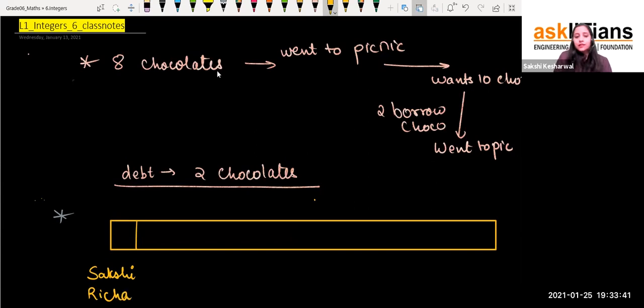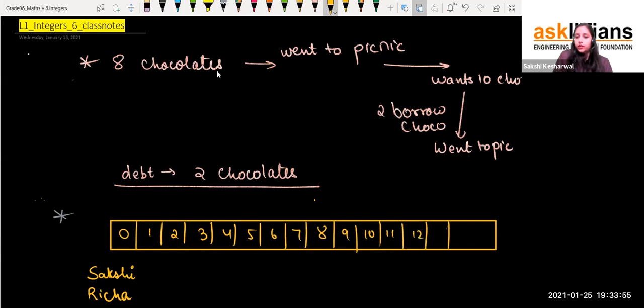So let's say the numbers start from 0, and this is 1, 2, 3, 4, 5, 6, 7, 8, 9, 10, 11, 12, 13, 14, 15, and the numbers keep going up to 25. Now what happened? Here are some numbers which are red. This is blue. This one is red.